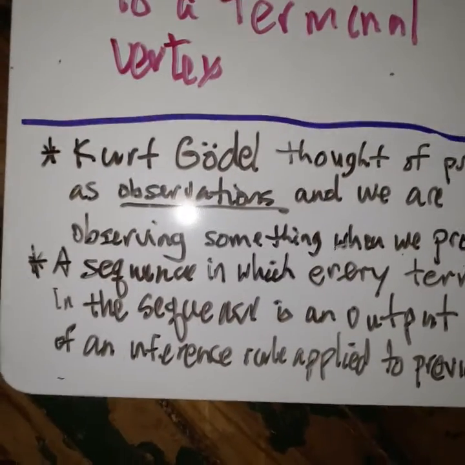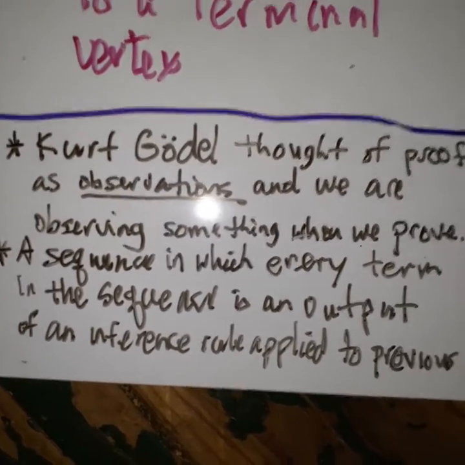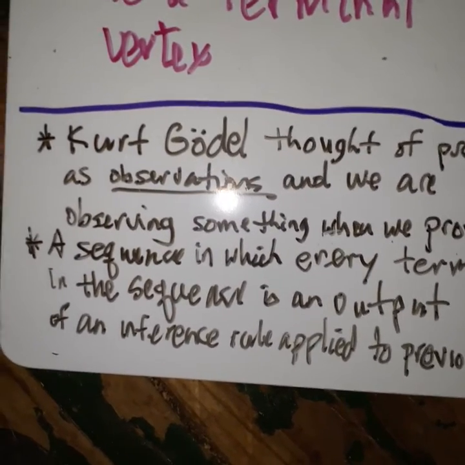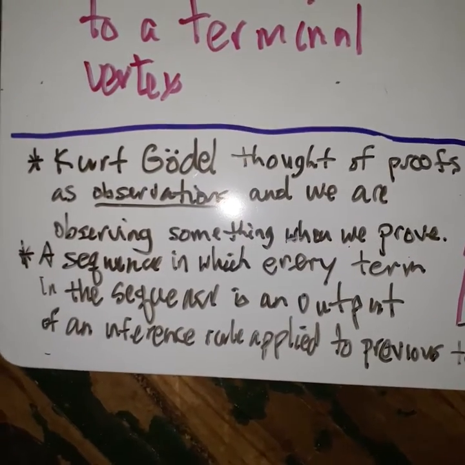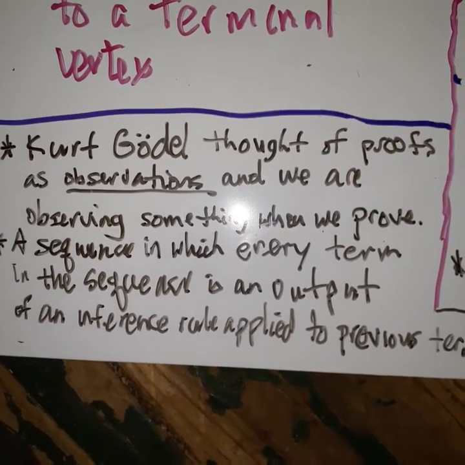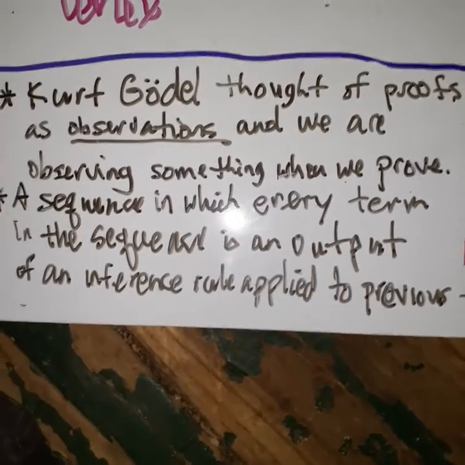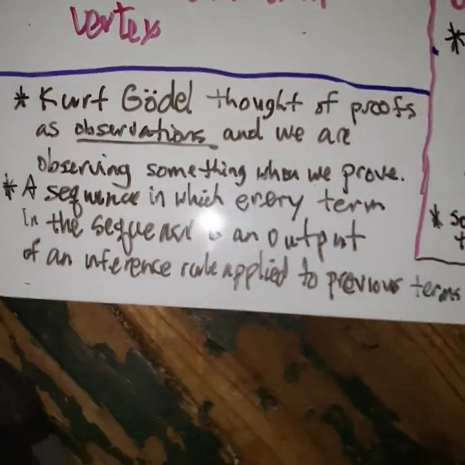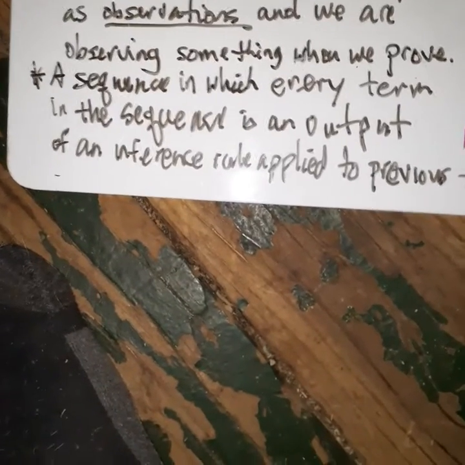And then, so we have here, this is kind of an oddity. Kurt Gödel thought of proofs as observations, and we're observing something when we prove. So that's kind of interesting. What is a proof anyway?